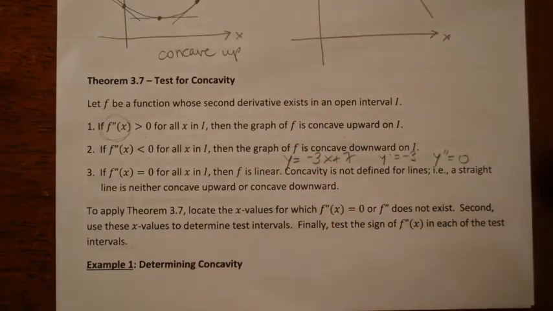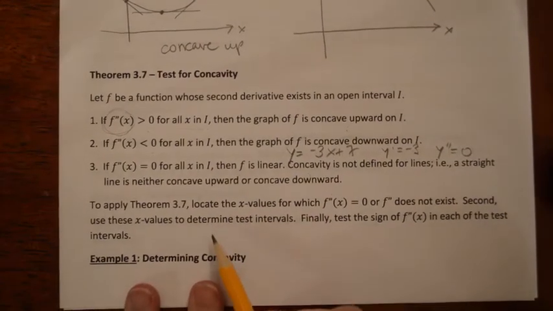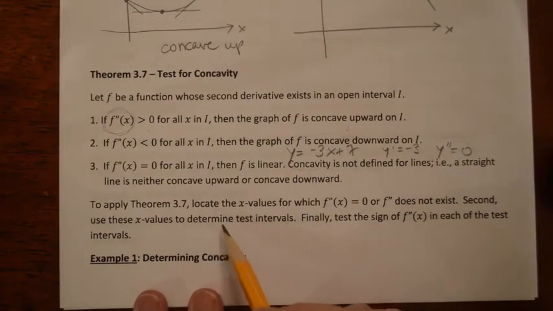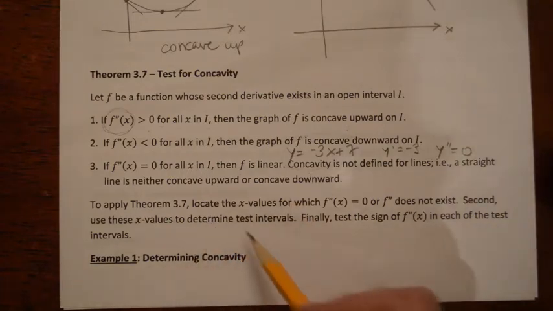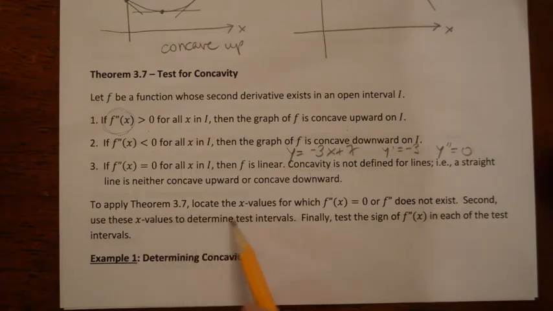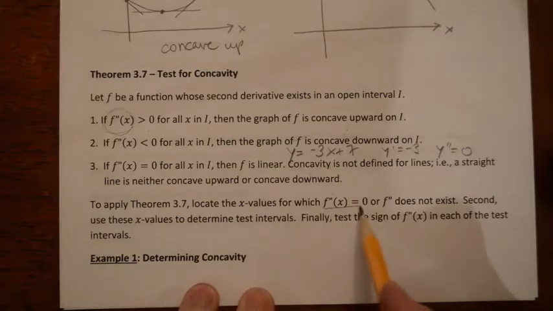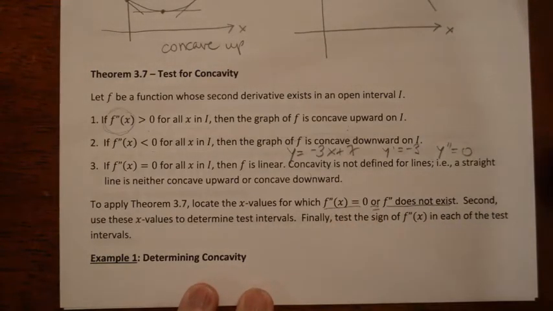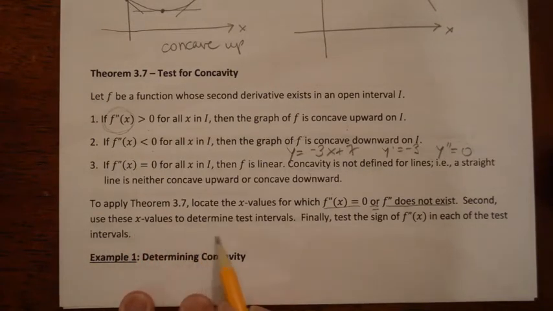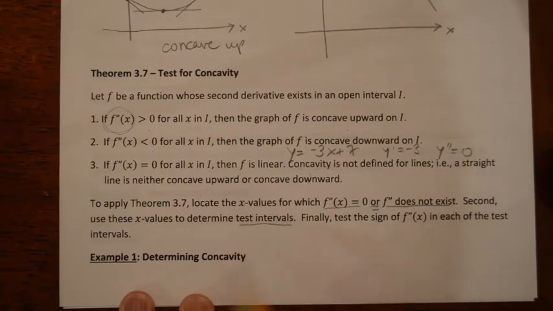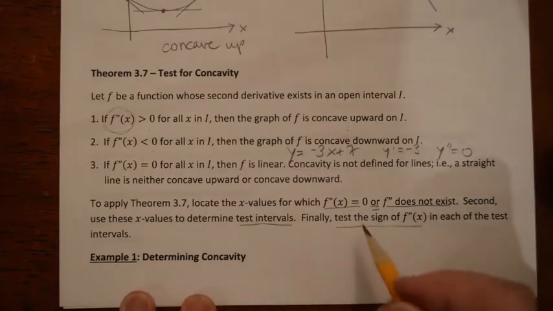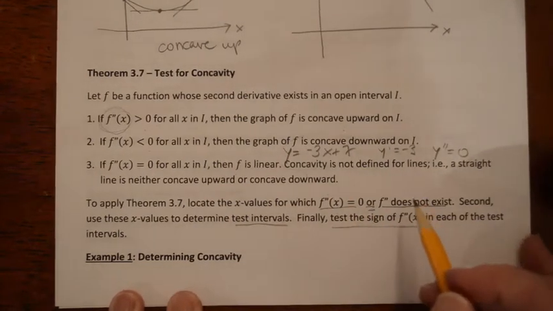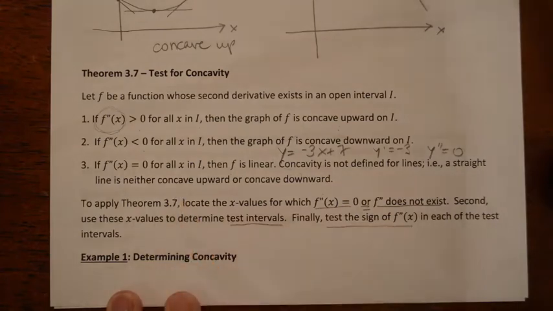So, all right, to apply Theorem 3.7, the first thing that we need to do, again, this should start to sound oddly reminiscent of the first derivative test, or what we did for maximum and minimum, or increasing and decreasing. To apply Theorem 3.7, find all the values for which the second derivative is 0 or the second derivative does not exist. All right. Next, we use these x values to determine test intervals. Same thing that we did before. Finally, test the sign of f double prime in each of the test intervals. All right, so again, it's very similar to what we were doing for first derivative to find the max and min, but this time we're doing it to find concavity.